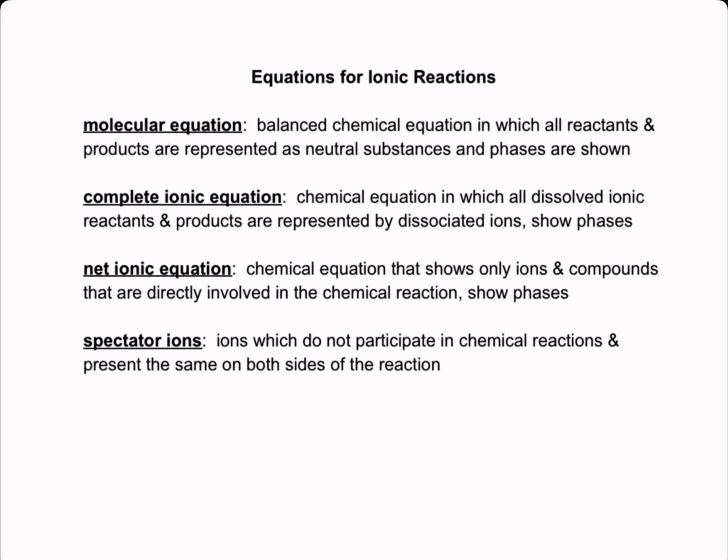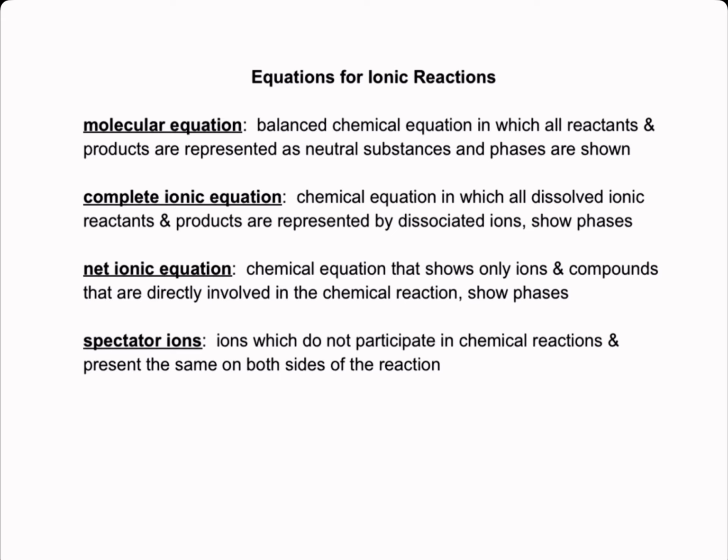Let's talk about equations for ionic reactions. We have 3 different types of equations that we can identify the spectator ions from. The molecular equation is a balanced chemical equation in which all of your reactants and products are represented as neutral substances and the phases are shown. So you should have no charges, but you should always show your phases. Your complete ionic equation is a chemical equation in which all dissolved ionic reactants and products are represented by dissociated ions, meaning cations and anions, and you still show phases.